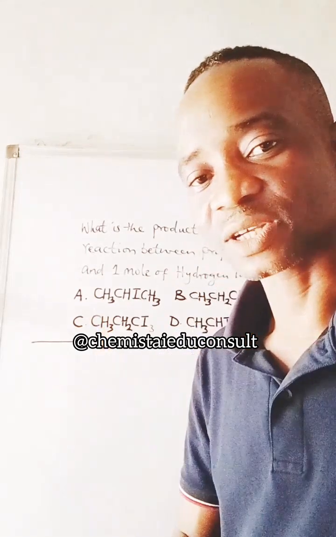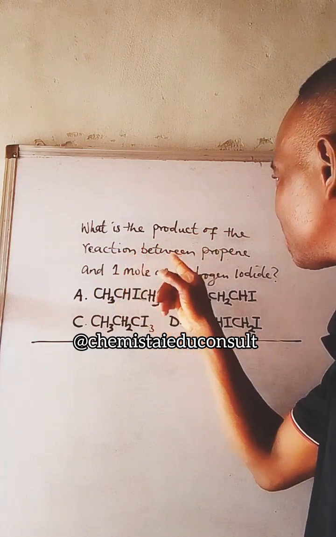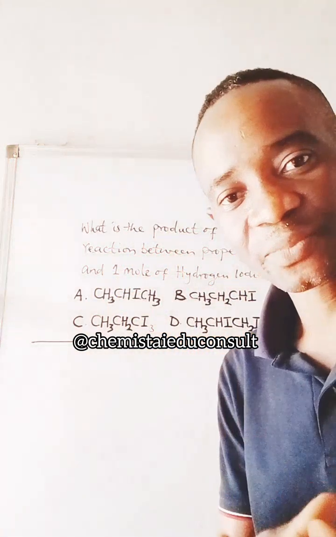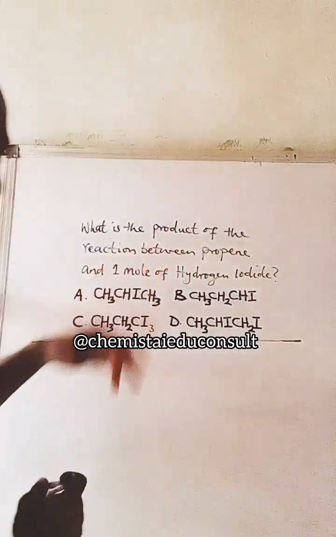Now let us look at this question. What is the product of the reaction between propene and 1 mole of hydrogen iodide? This question looks simple, but it is also dangerous. Now let us examine the reactants.